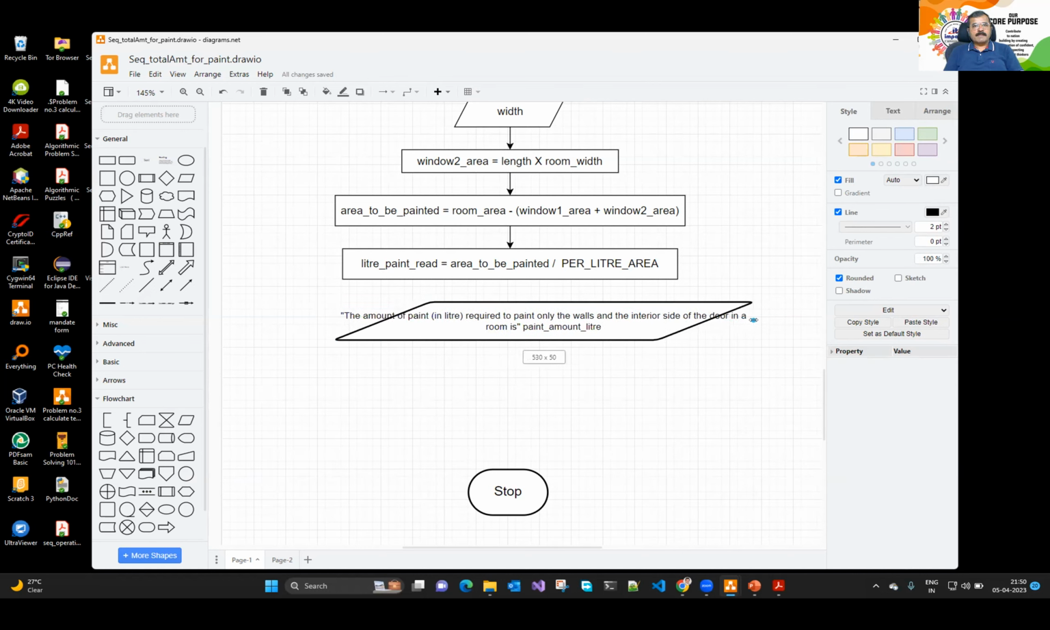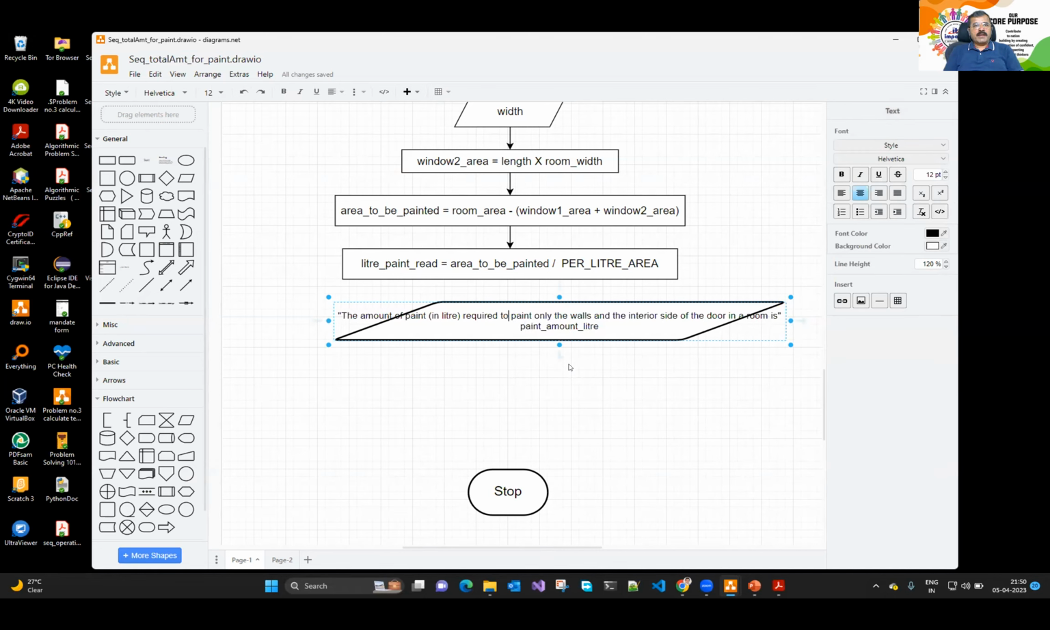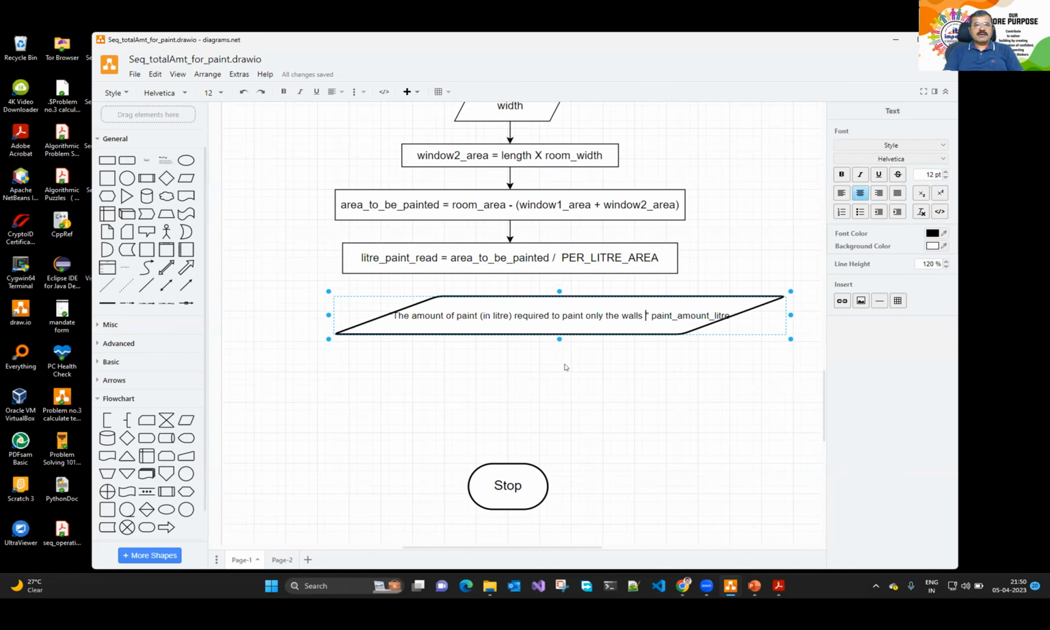Your message is in letters to paint only the walls of the interior side of the room. Okay, only to paint the walls.